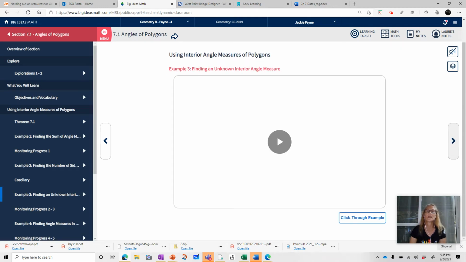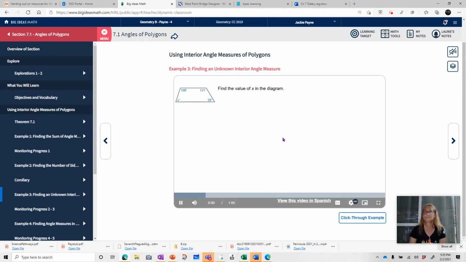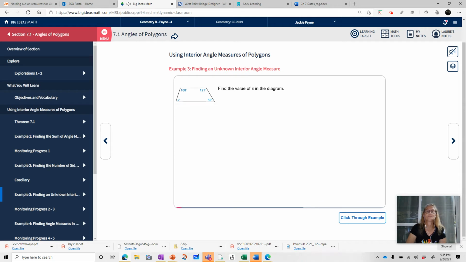Here's an example where you're going to find the unknown interior angle measure. Find the value of x in the diagram. Solution. The polygon is a quadrilateral. Use the corollary to the Polygon Interior Angles Theorem to write an equation involving x. Then solve the equation. By the corollary to the Polygon Interior Angles Theorem, the sum of the measures of the interior angles of a quadrilateral is 360 degrees.